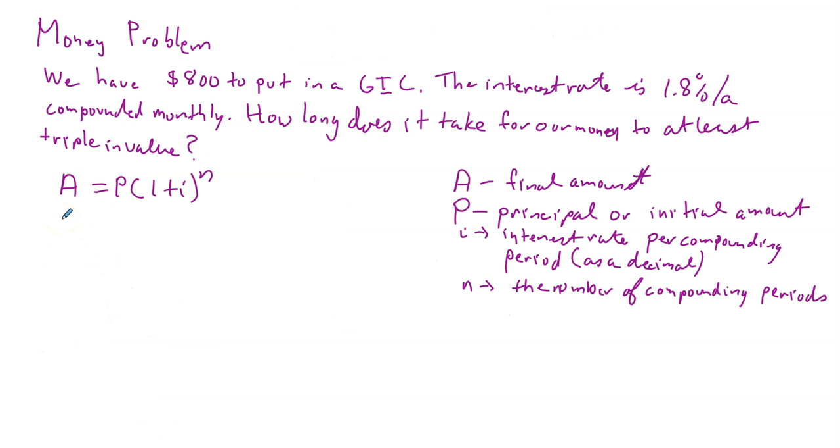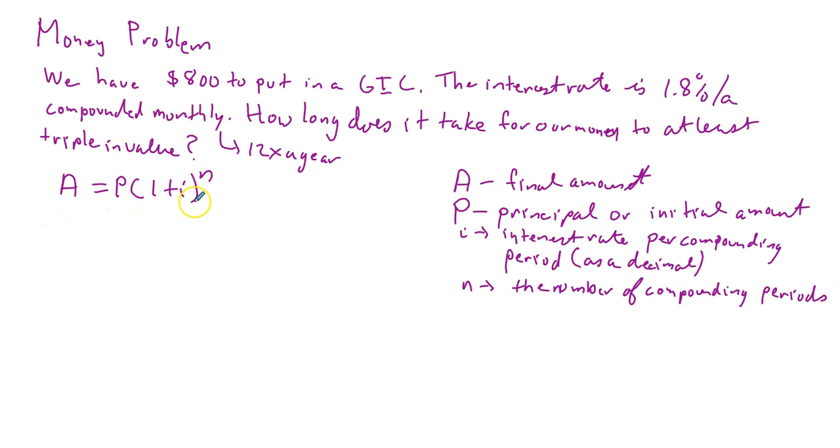Okay, so we're back, and we have this money problem. We have $800 to put into a GIC, that's a guaranteed investment certificate. The interest rate is 1.8% per year, per annum, compounded monthly, right? So that's 12 times a year. Ignore the dogs. How long does it take for our money to at least triple in value?